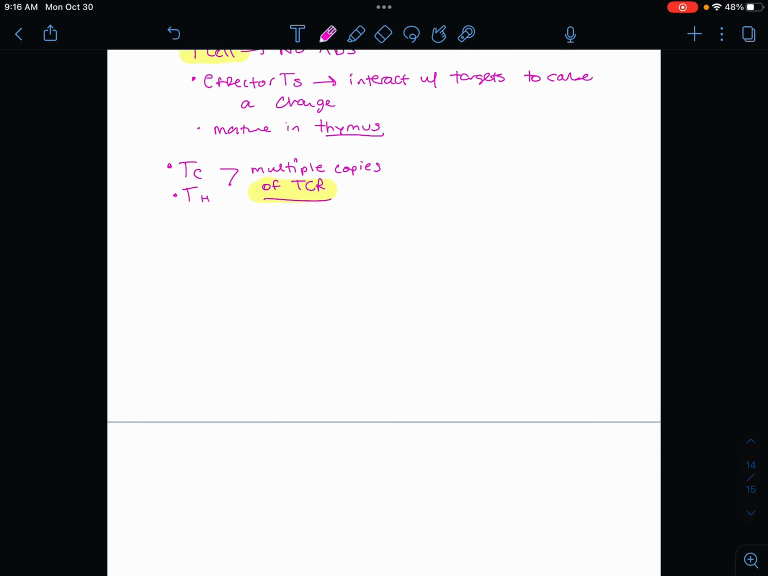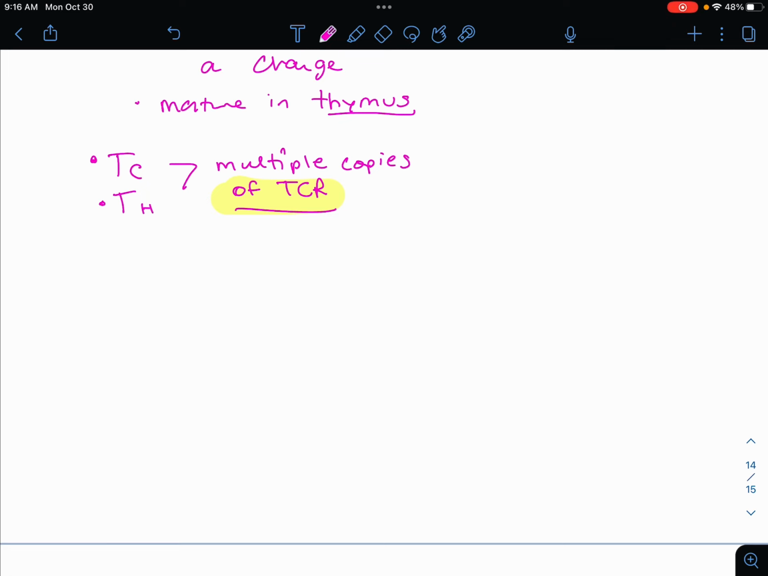All right. And then a third subset also exists, the T regulatory. This one, they do have TCR, they do have those receptors, but the role is to prevent the immune system from mounting a response against the self.